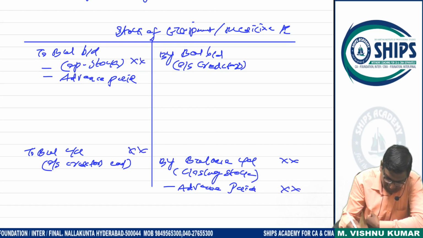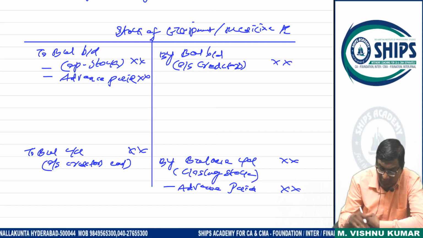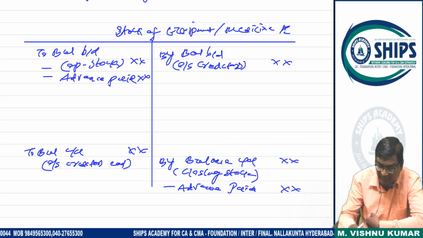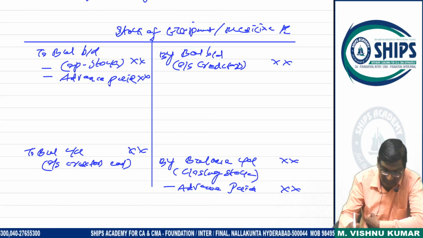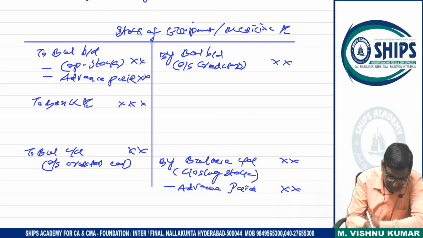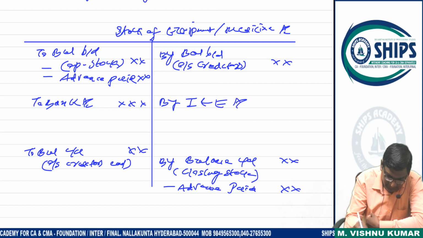So opening stock, closing stock, advance paid beginning, advance paid end, outstanding creditor beginning, outstanding creditor end. उसके बाद amount paid to supplier. So entry is what? Supplier to bank. Then balancing figure is what? Amount transferred to income and expenditure.